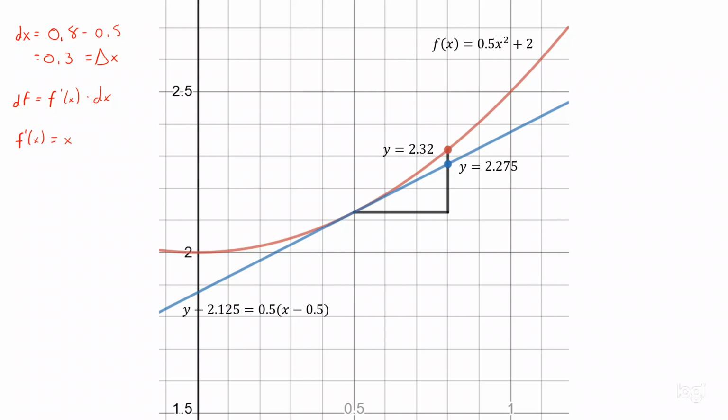So df for the point in question, df is going to be f prime of 0.5, our starting point, times dx. dx is 0.3. So that is f prime of 1/2, which is just 1/2, times 0.3, which is 0.15.